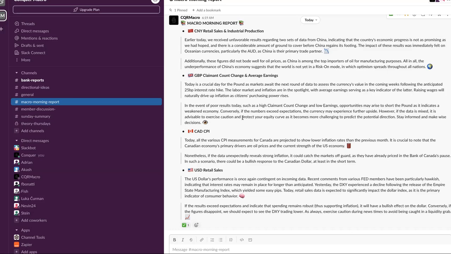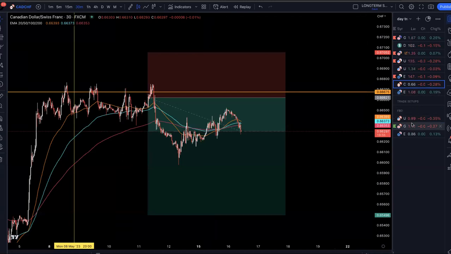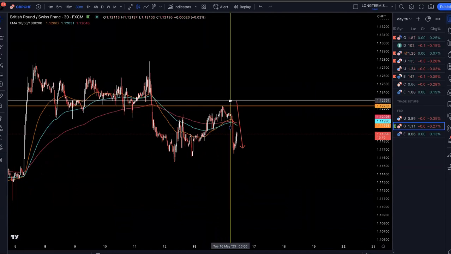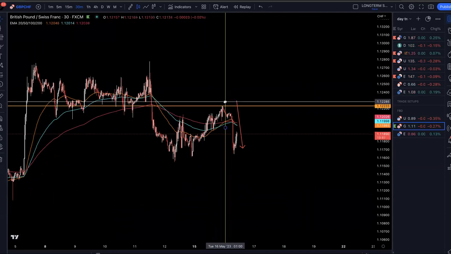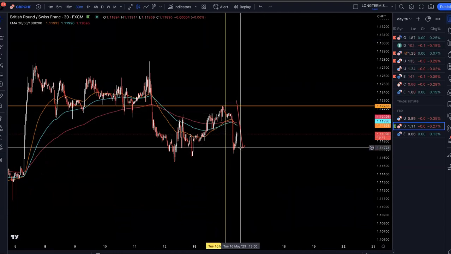Like we said today, in the event of poor results and low earnings, opportunities may arise to short the pound. And for the directional ideas, we told you that if we have bad data, it will be easy to short it against a currency like the Swiss. Let's have a look at what happened. If we come to pound Swiss, you can see that once we sent out the report, somewhere around here, we had that massive drop. And you could be in some easy profits at the moment, all by understanding the fundamental drivers.